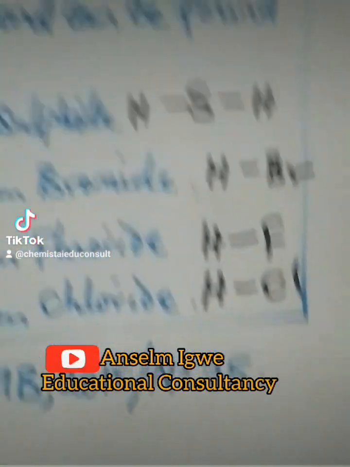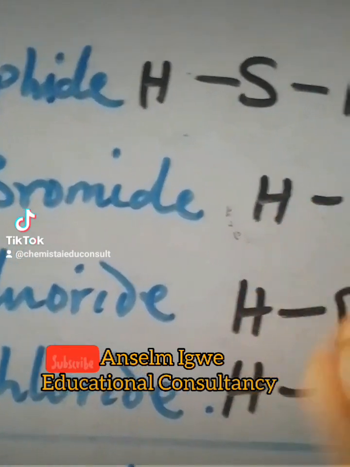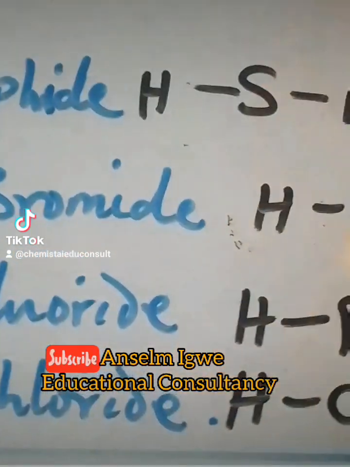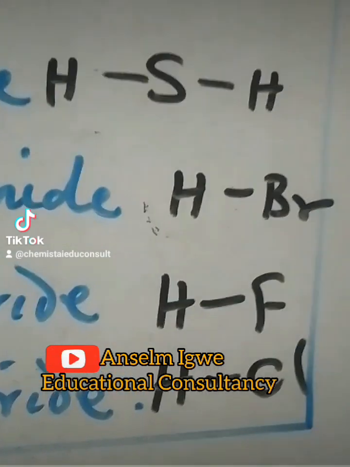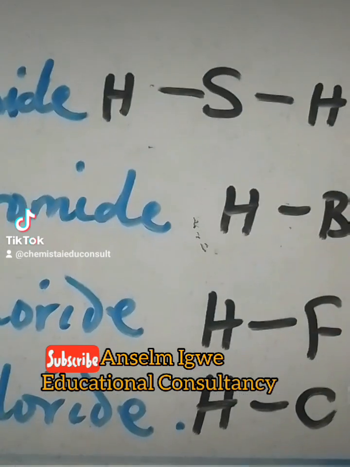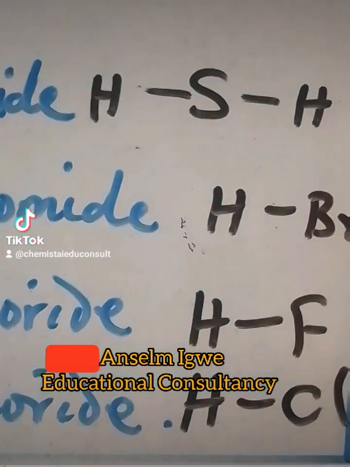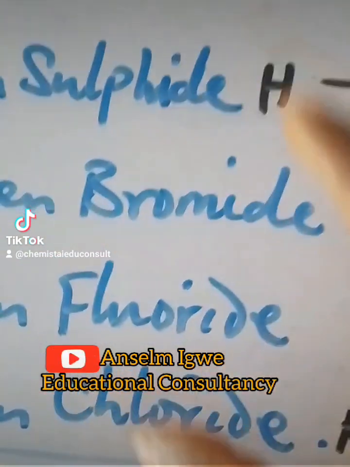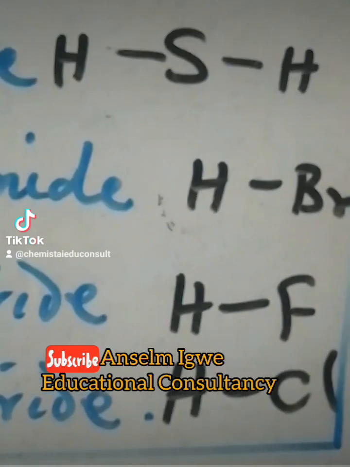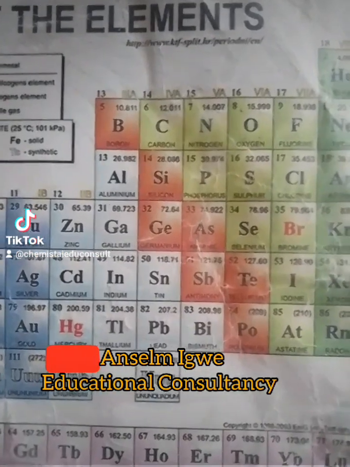So, what is hydrogen bond? Hydrogen bond is a weak intermolecular or intramolecular bond formed between hydrogen and a highly electronegative element. In fact, there are three most electronegative elements in the periodic table that I'm going to show you. If a compound does not have any of those three elements, that compound cannot exhibit hydrogen bonding. So these are the elements.